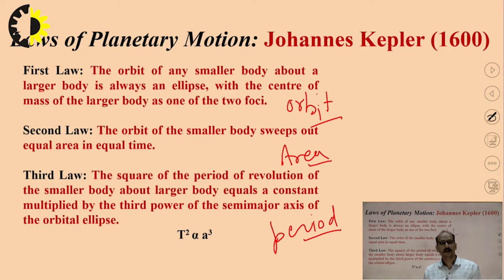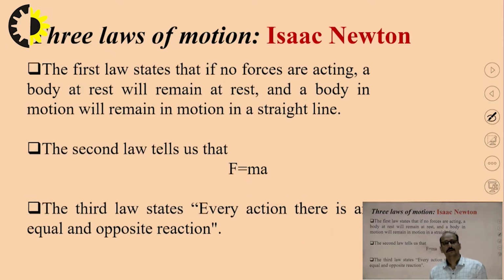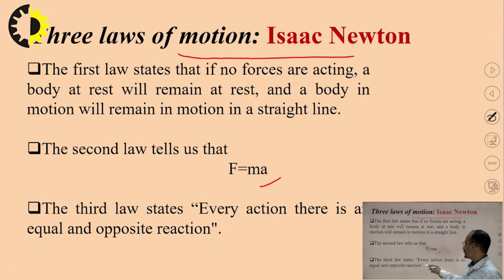around a bigger body. Then the second point comes into the picture, that is the 3 laws of motion by Isaac Newton. The first law: if no force is acting on a body, it will remain at rest, or if it is in motion, it will remain in motion until any other force acts on it. The second law is F equals ma, meaning force is directly proportional to acceleration, and the third law states that for every action there is an equal and opposite reaction. So these 3 laws also give us the basics to locate a satellite in space, or to place the satellite into space.